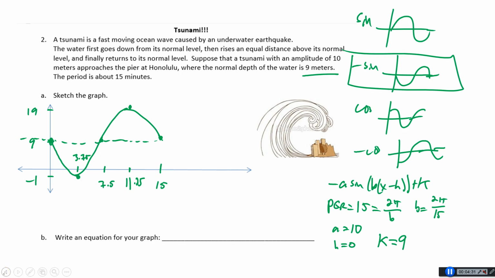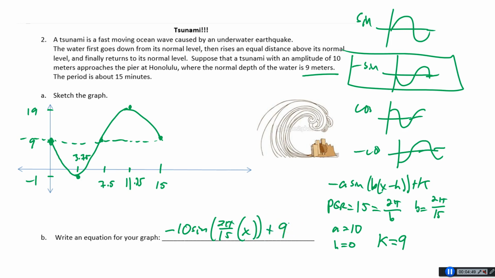Okay. All right, so now we can put everything together. So we have negative, a is 10, sine of b is 2 pi over 15 times x, no h at all, so we don't have to worry about that, and then plus 9. And that's the easiest way to do it.